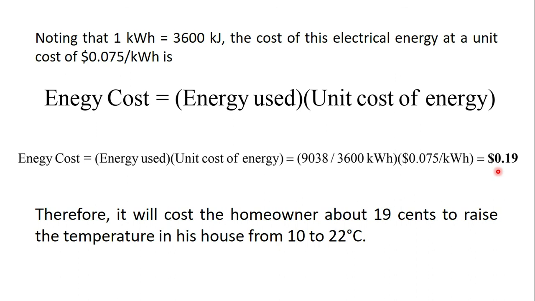So $1 has 100 cents. It can be further explained in this way, that it will cost the homeowner about 19 cents to raise the temperature in the house from 10 degrees centigrade to 22 degrees centigrade.